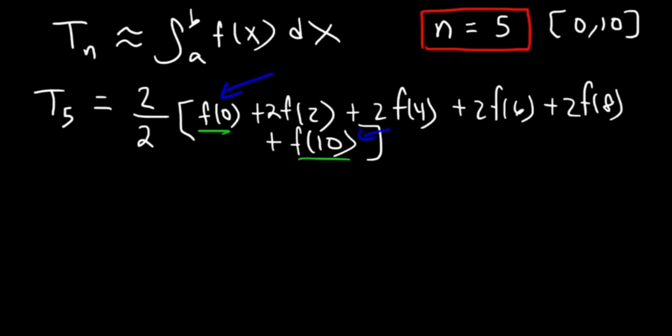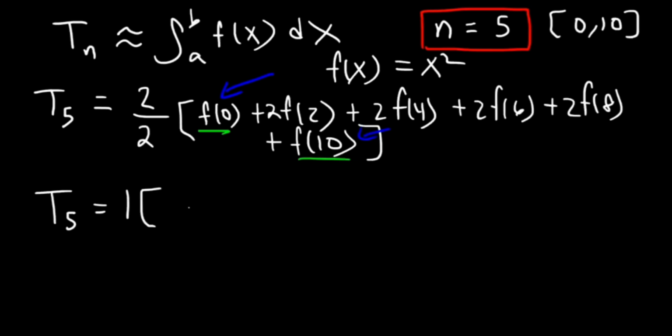So keep that in mind. The first and the last one do not multiply by 2. So never multiply those 2 y values by 2, but the middle ones you need to do so. So 2 divided by 2 is 1, and keep in mind f of x is x squared in this problem.